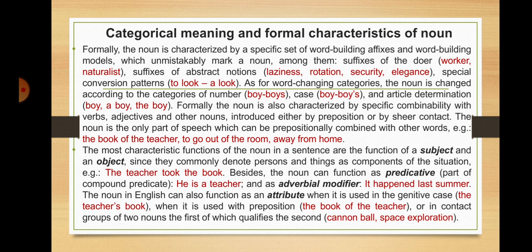The noun in English can also function as an attribute when it is used in the genitive case, the teacher's book, when it is used with preposition, the book of the teacher, or in contact groups of two nouns, the first of which qualifies the second: cannonball, space exploration.